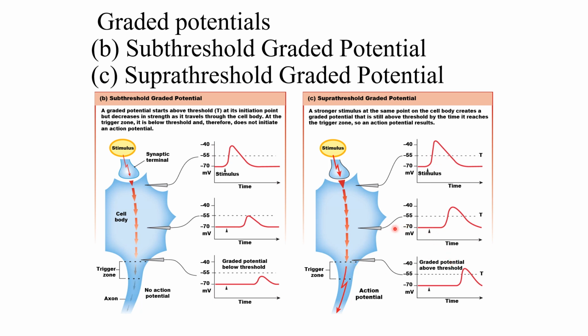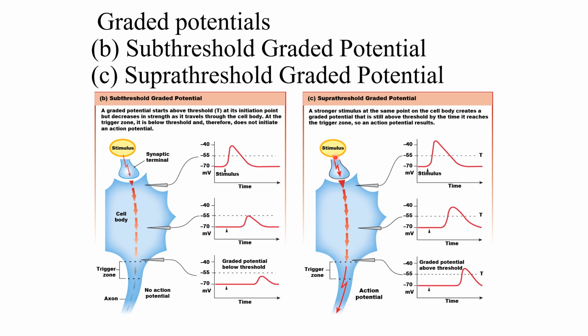And so one more time, you notice that the graded potential starts losing its strength as it moves down the cell body. But notice by the time right here it reached that trigger zone, it was able to maintain that threshold. And so if it reaches the threshold right at negative 55, or if it's a bit higher than negative 55, that means that it is strong enough and an action potential is going to be triggered.